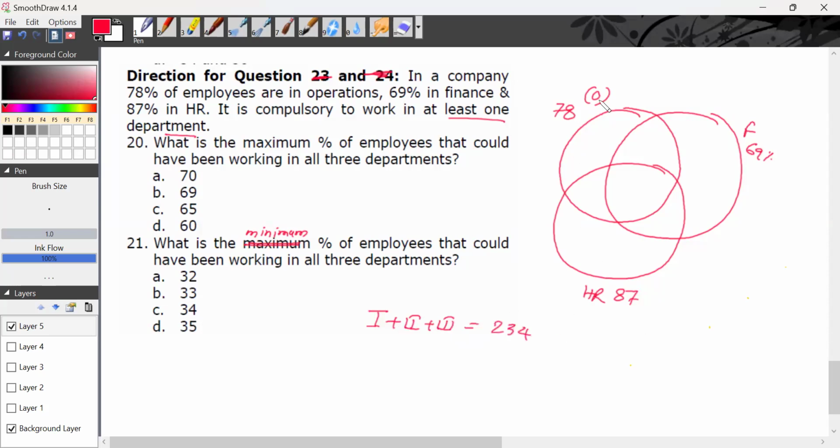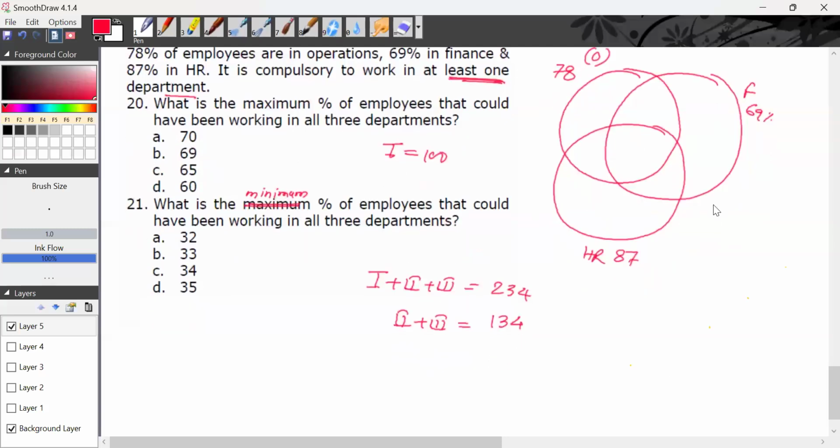234, which is nothing but the sum of all these 3 numbers, right? Since the union is fixed, because this statement is given, we can say that this is always equal to 100. So 2 plus 3 will be equal to 134, right? Now, if I want to maximize the number of people who like all 3 departments, we have to maximize this, we have to minimize this. And at the same time, we have to ensure that this should always be followed.